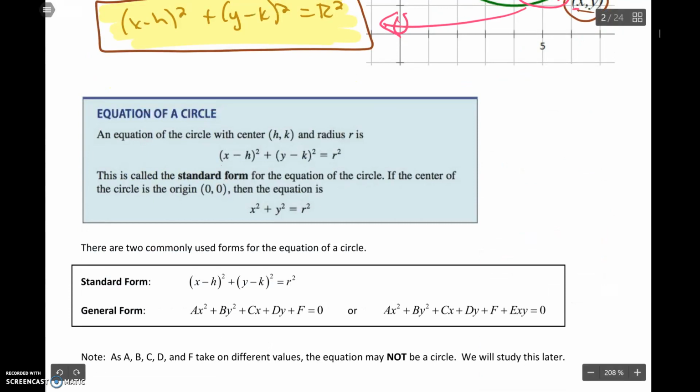So this is called standard form. If it's centered at the origin, it would just be x squared plus y squared. If it's centered at h, k, just remember it's x minus h. So if you see x minus 3, that's got a center that has an x coordinate of positive 3. You take the opposite sign, if you will.